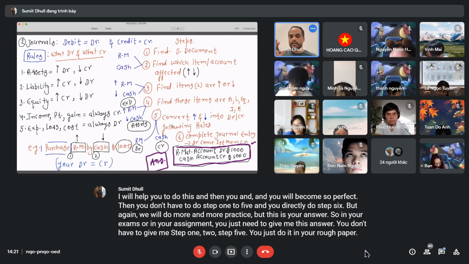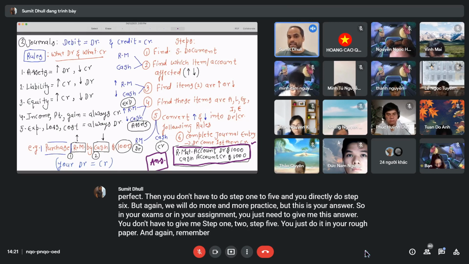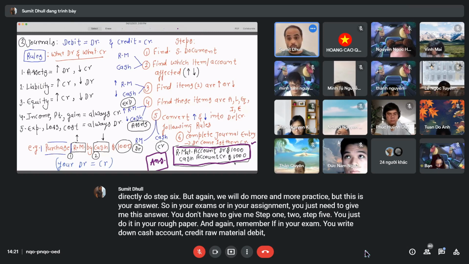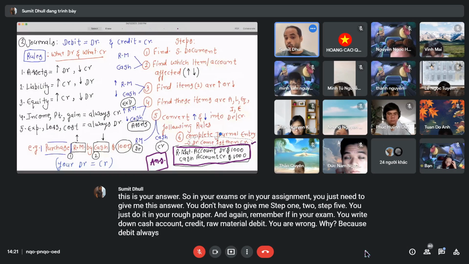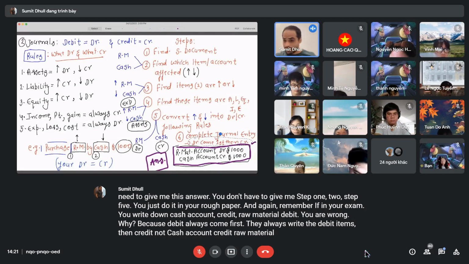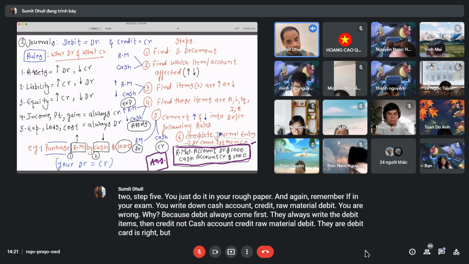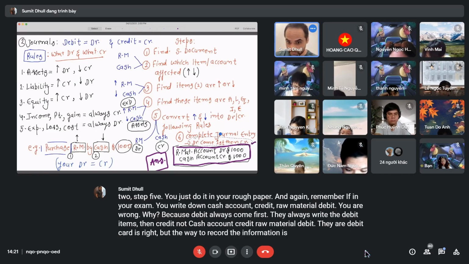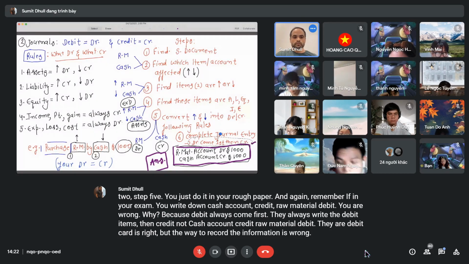And again, remember, if in your exam you write down cash account credit, raw material debit, you are wrong. Why? Because debit always comes first. We always write the debit items, then credit, not cash account credit, raw material debit. The debit and credit are right, but the way to record the information is wrong. Everybody understand that?